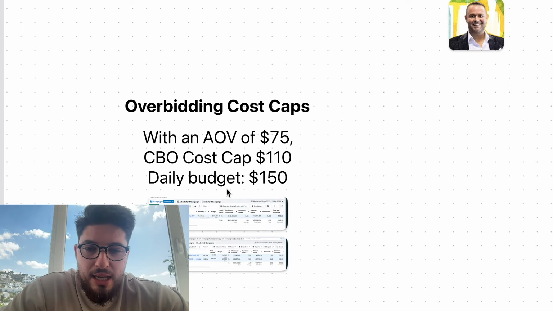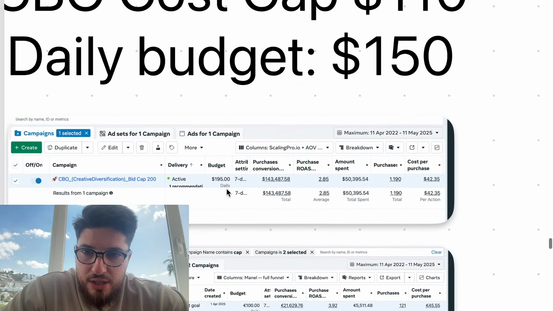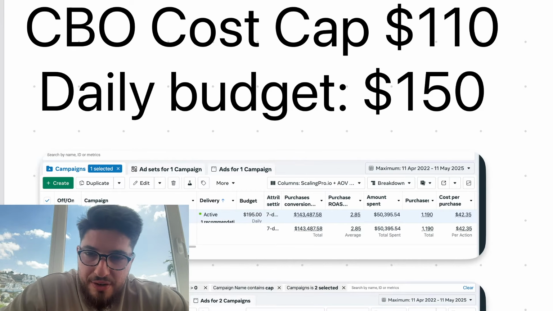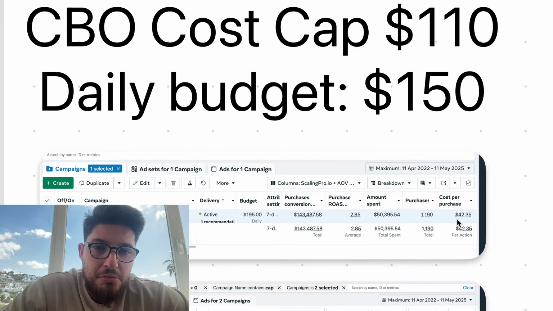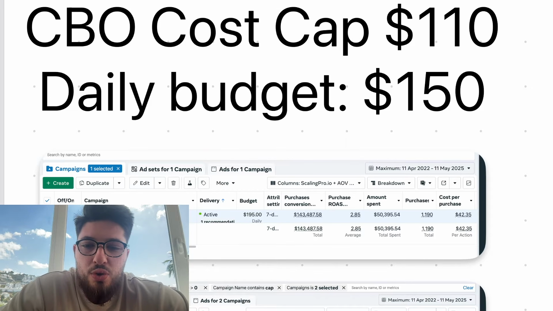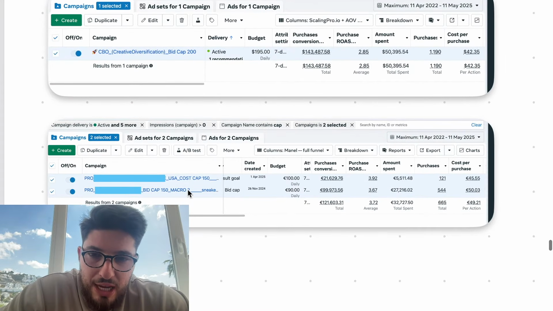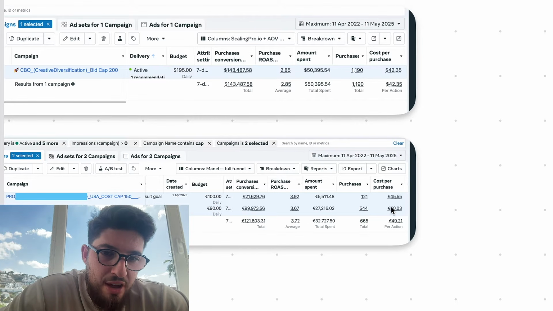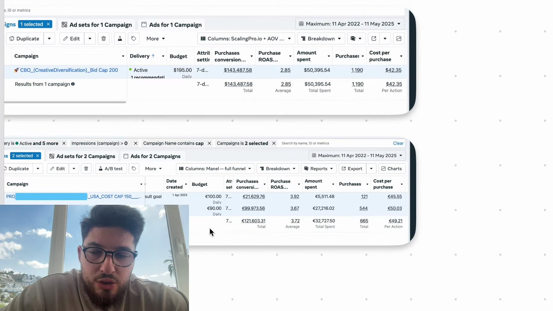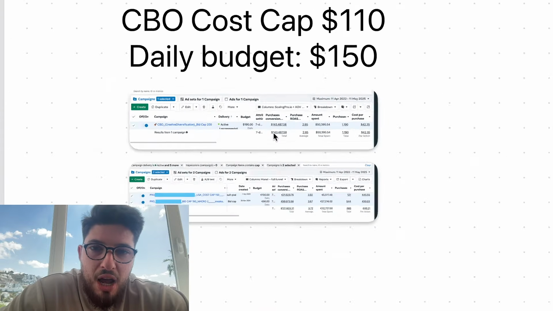I will explain this in a second. Just a few examples on that strategy. You see on top here, CBO, creative diversification, bid cap 200. We end up paying 42 for a conversion, which is good for this client, and we get over 1,000 purchases at target CPA. Nice. So you see that bid cap 200 does not mean that I will pay 200 for a purchase. And then these other 2 cases: cost cap 150, bid cap 150, cost per purchase 45 and 50 in a different ad account at a pretty good ROAS as well. So it's quite scalable, and I really like overbidding.